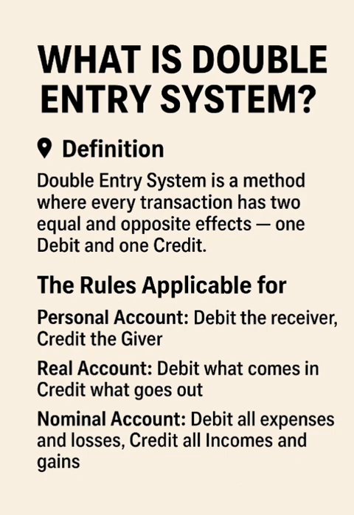Now let's discuss the most important and universally used system, the double entry system. Definition: double entry system is a method where every transaction has two equal and opposite effects, one debit and one credit. For personal accounts, debit the receiver, credit the giver. For real accounts, debit what comes in, credit what goes out, and for nominal accounts, debit all expenses and losses, credit all incomes and gains.